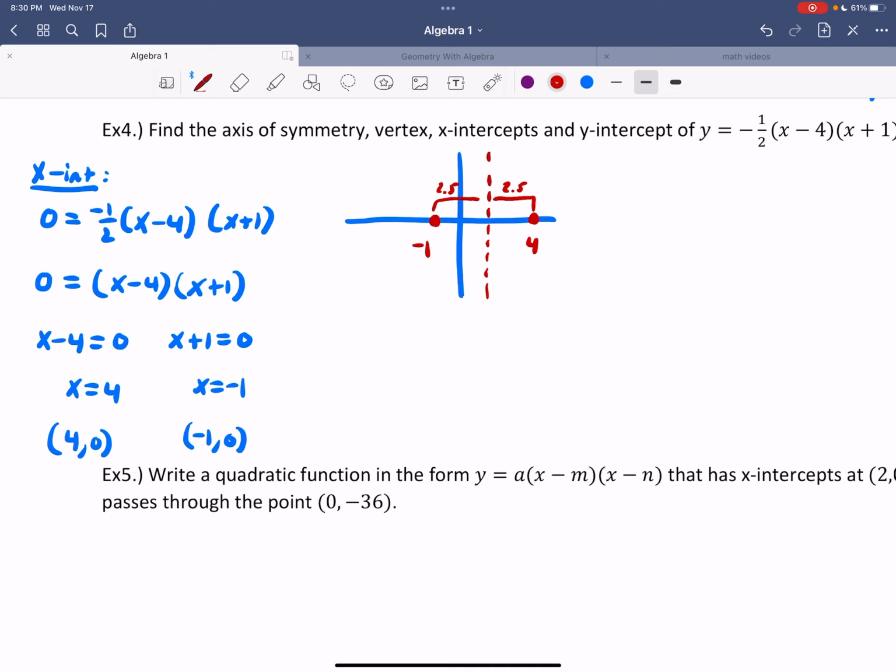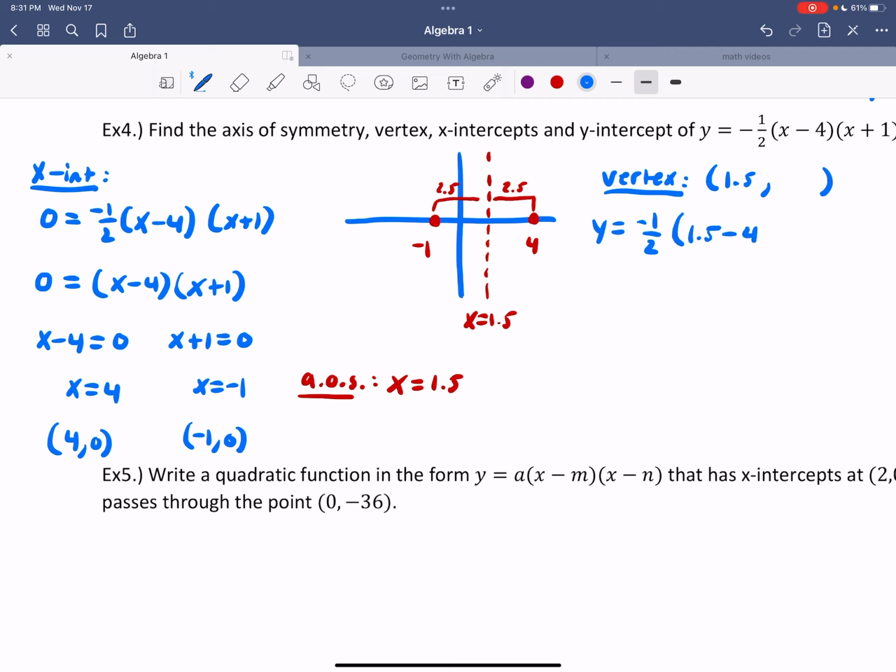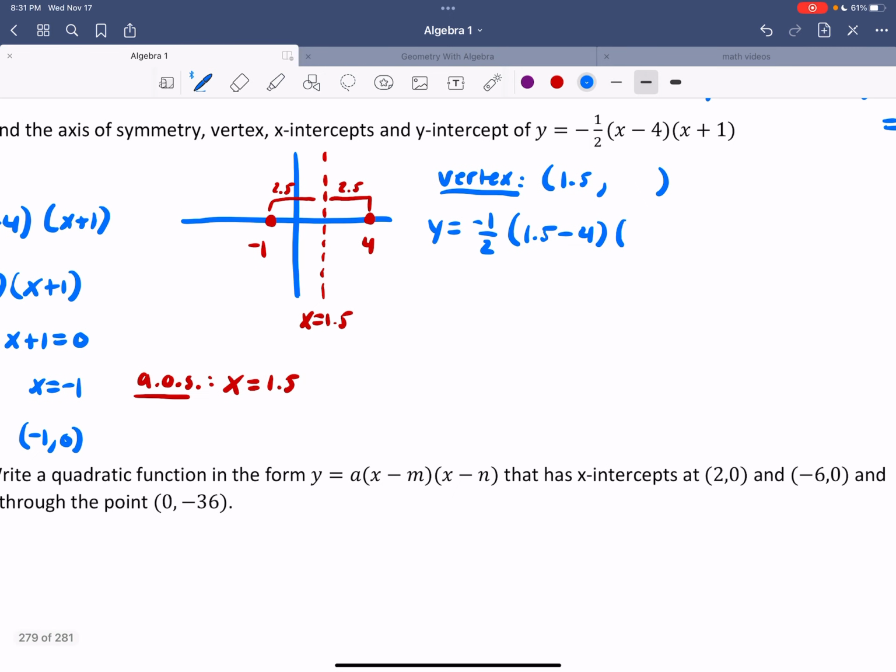So if I go 2.5 in each direction, I end up at x equals 1.5. That is my axis of symmetry. So my axis of symmetry is x equals 1.5. So I use that in my vertex as the x-coordinate, 1.5, and I plug that into the function anywhere where I see an x. So that's y equals negative 1/2 times 1.5 minus 4 times 1.5 plus 1.